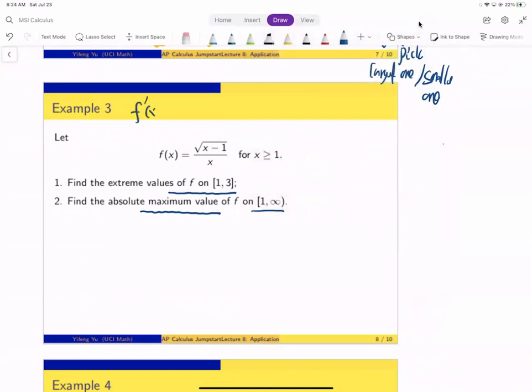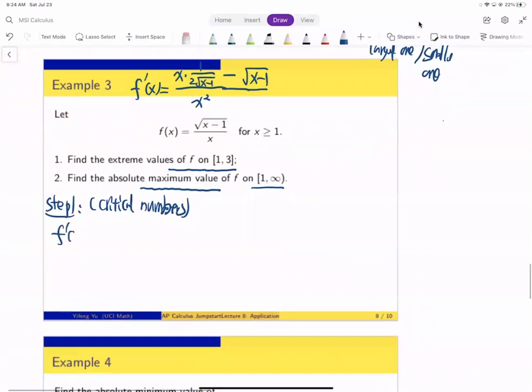So what's f prime x? If you do f prime x, you'll find this is x squared, and this is x times 1 over 2 times x squared minus 1, and then minus x minus 1. Okay, so this is the derivative. So step 1: again, we find the critical numbers.